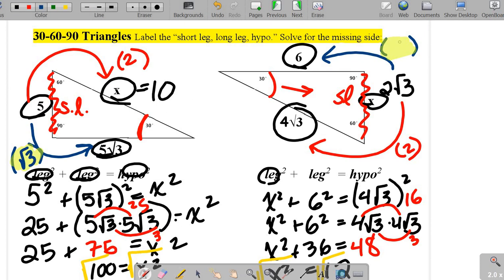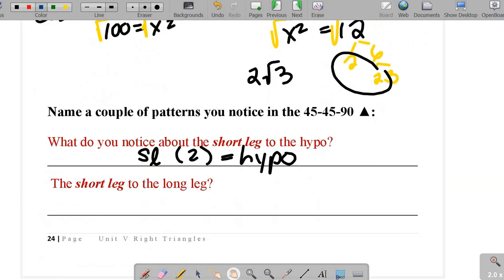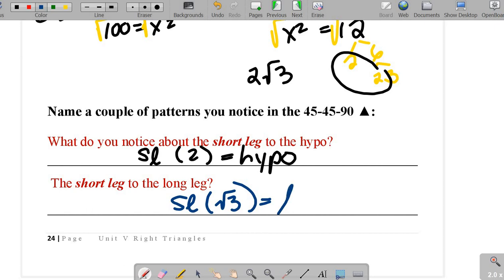5 times root 3 is 5 root 3. 2 root 3 times root 3: the double root 3's give you 3, and 2 times 3 is 6. So the pattern is this from the short leg to the long leg: the short leg times root 3 gives you the long leg. And this is true only in a 30, 60, 90 triangle.